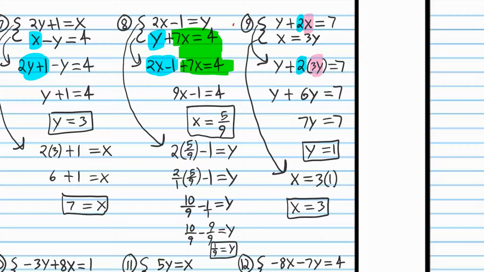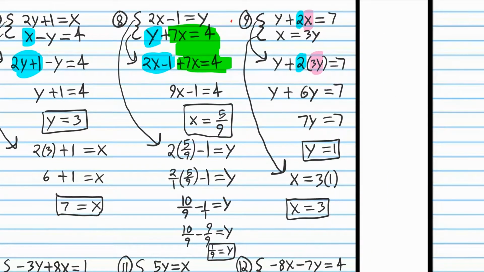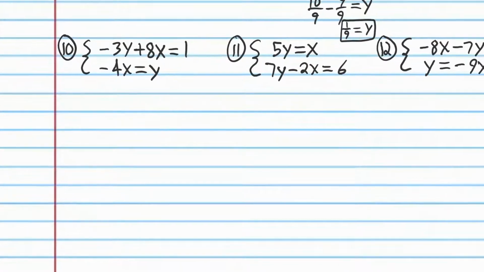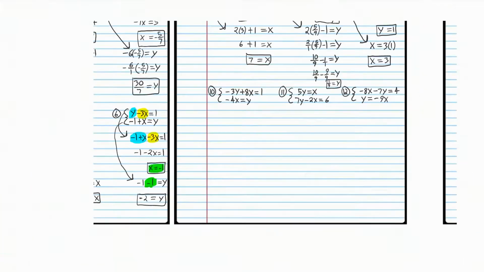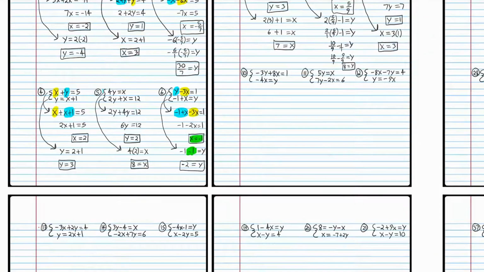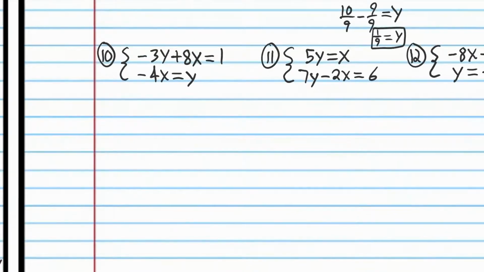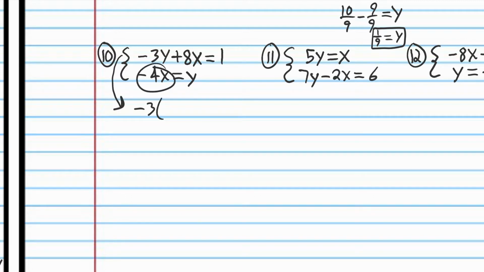All right, so let's see here. We'll do one more of these together, just so you get the hang of it. So this is the equation where a variable is solved for. It's by itself. So we'll take the other equation and we'll rewrite that equation. But instead of y, we're going to write what y equals.